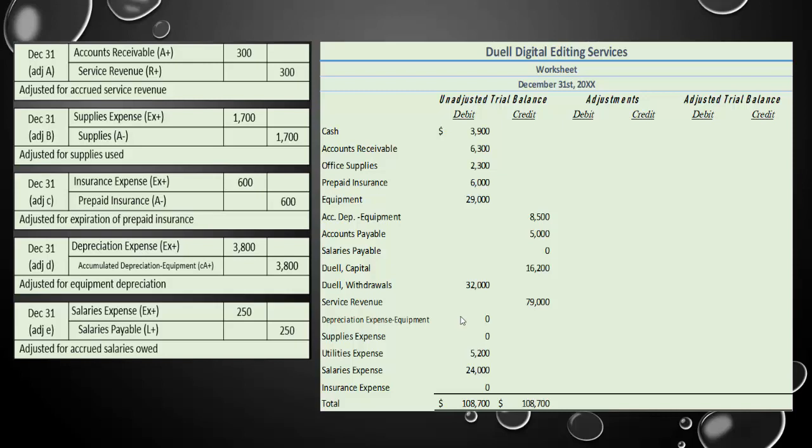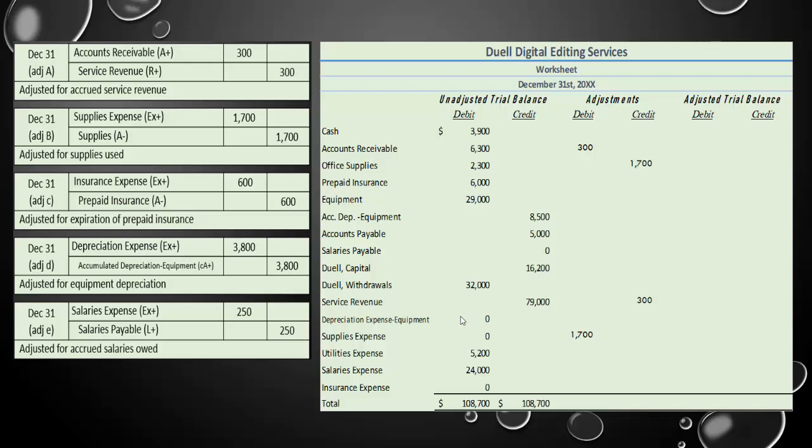In the first entry, we debited accounts receivable and credited service revenue for $300. So in the adjustments column, we're going to put that $300 in next to their respective accounts, again keeping in mind what is a debit and what is a credit. For the second entry, we debited supplies expense for $1,700. We credited supplies for $1,700.